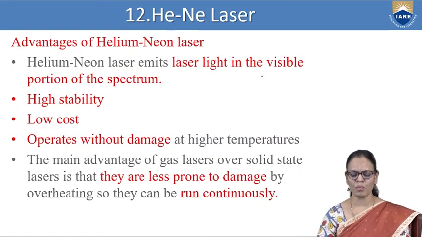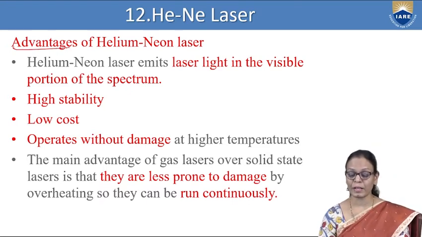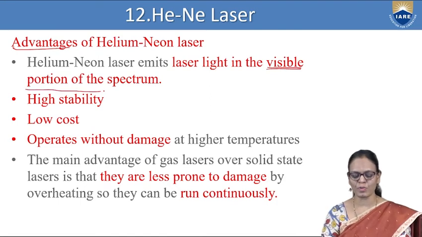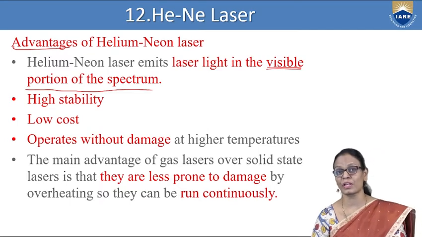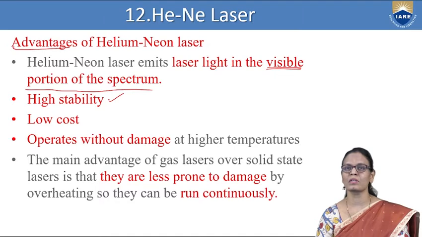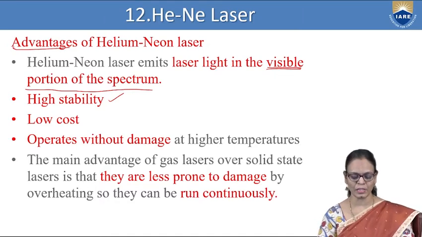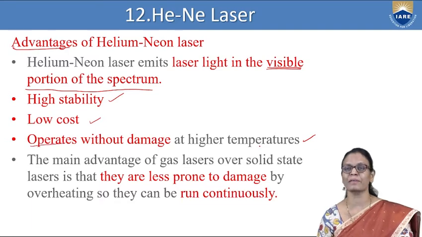Now what are the advantages of helium neon laser? It emits light in the visible portion of the spectrum. In the visible portion of the spectrum means around 4000 to 7000 angstrom units, we can get this laser. And high stability. Helium neon laser has very high stability and it can be obtained at low cost and it operates without damage at higher temperatures. So you can operate even at higher temperatures without damage.